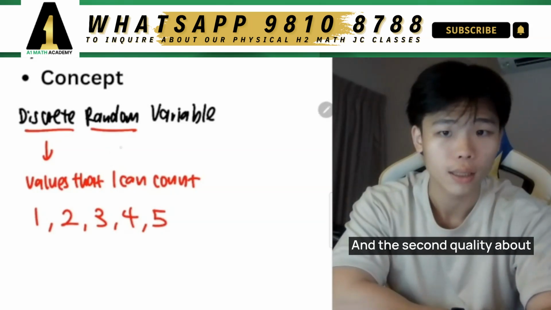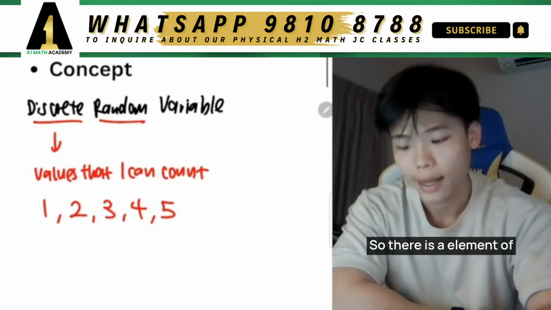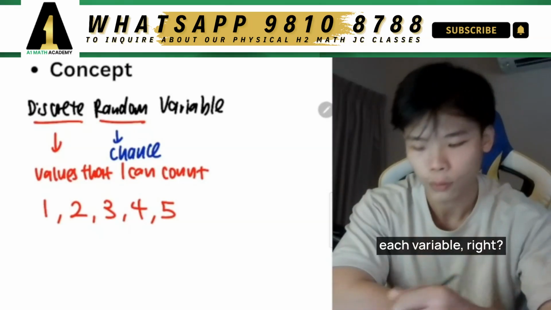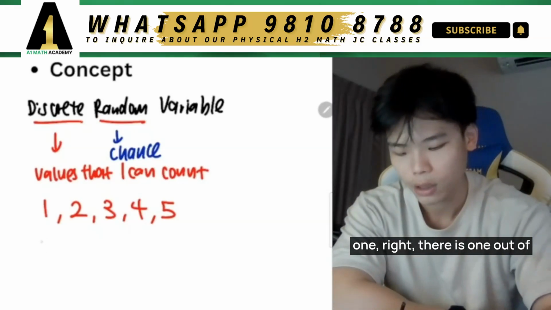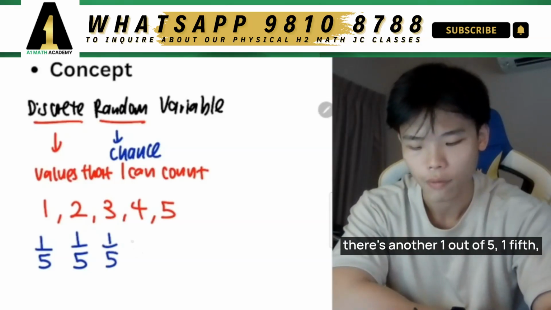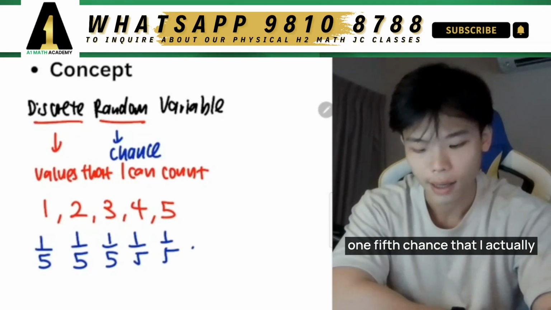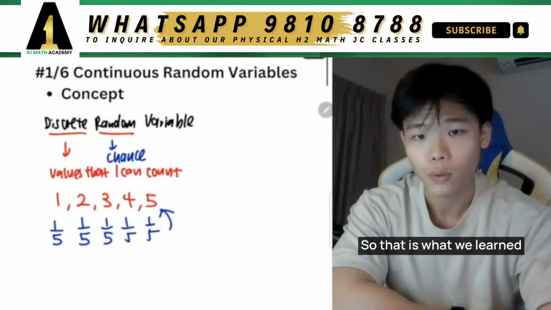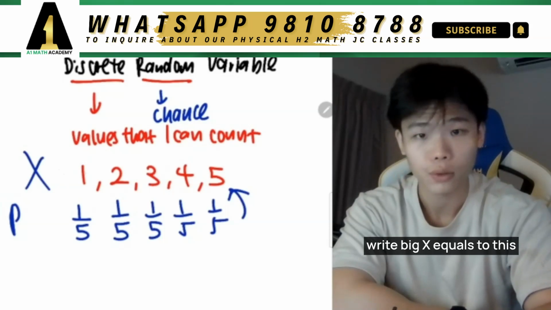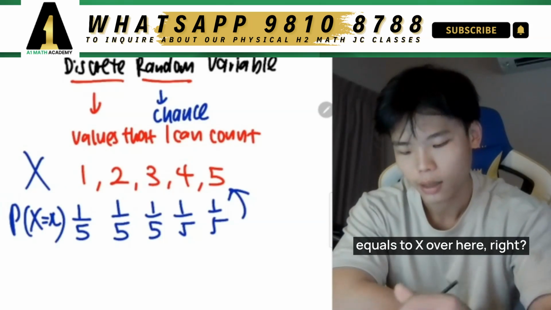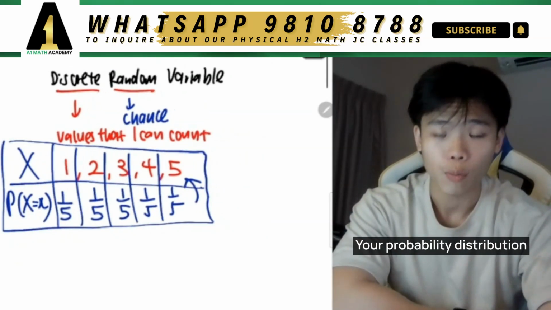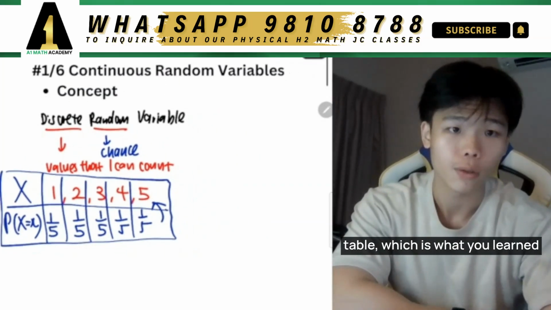And the second quality about this variable is that it is random. So there is an element of chance associated with each value, right? For example, if I take on the value 1, there is a 1 out of 5 chance that I take that. And then there's another 1 out of 5 chance I take this value, and there's another 1/5 chance that I actually take this value over here, right? So that is what we learned in the previous chapter. And of course, if I were to write big X equals to this, and then probability of X equals to x over here, you know that what I've just drawn over here is your probability table, your probability distribution table, which is what you learned in the previous chapter already.